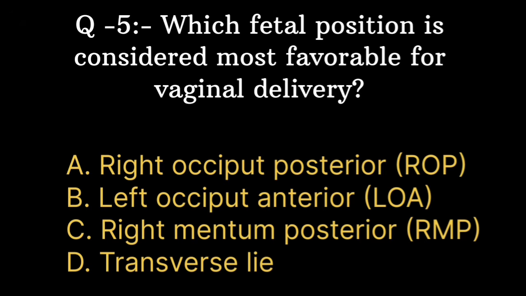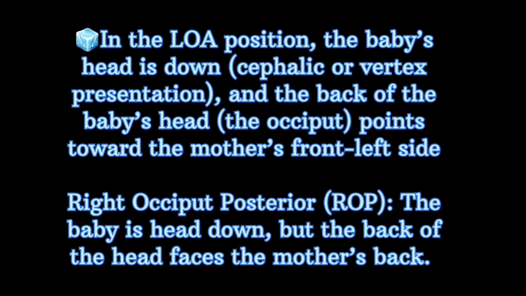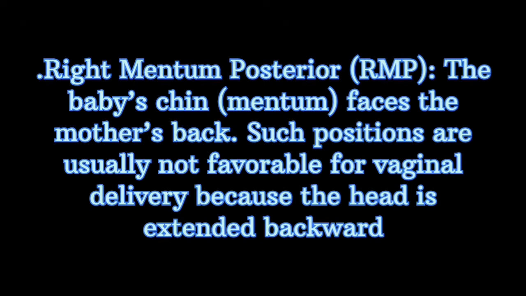The correct answer is option B. Left occiput anterior, LOA. In left occiput anterior position, the baby's head is down, that is cephalic or vertex presentation, and the back of the baby's head, that means the occiput, points towards the mother's front left side. In right occiput posterior or ROP, the baby is head down, but the back of the head faces the mother's back. In right mentum posterior or RMP, the baby's chin, that is mentum, faces the mother's back.